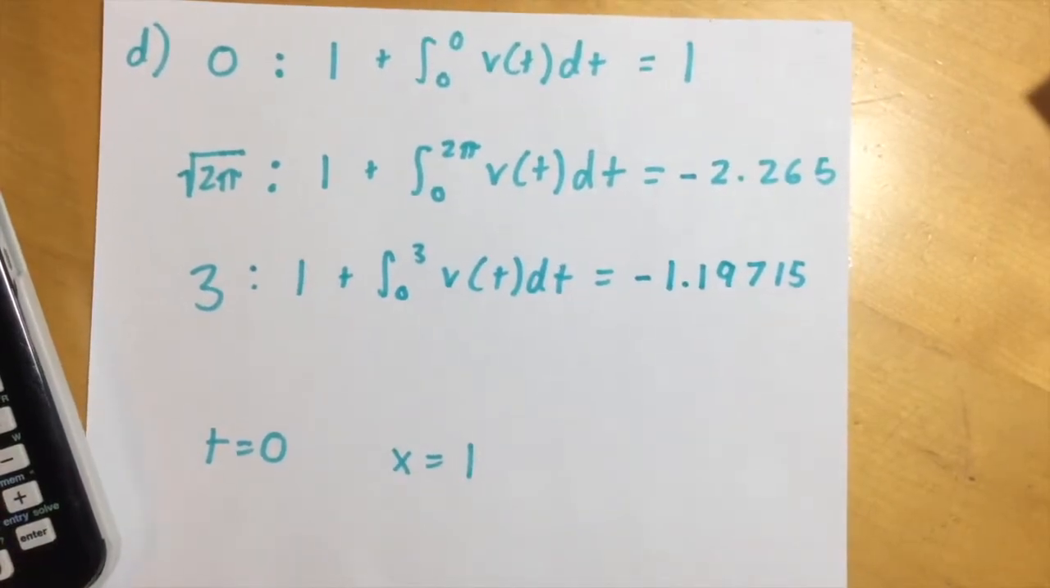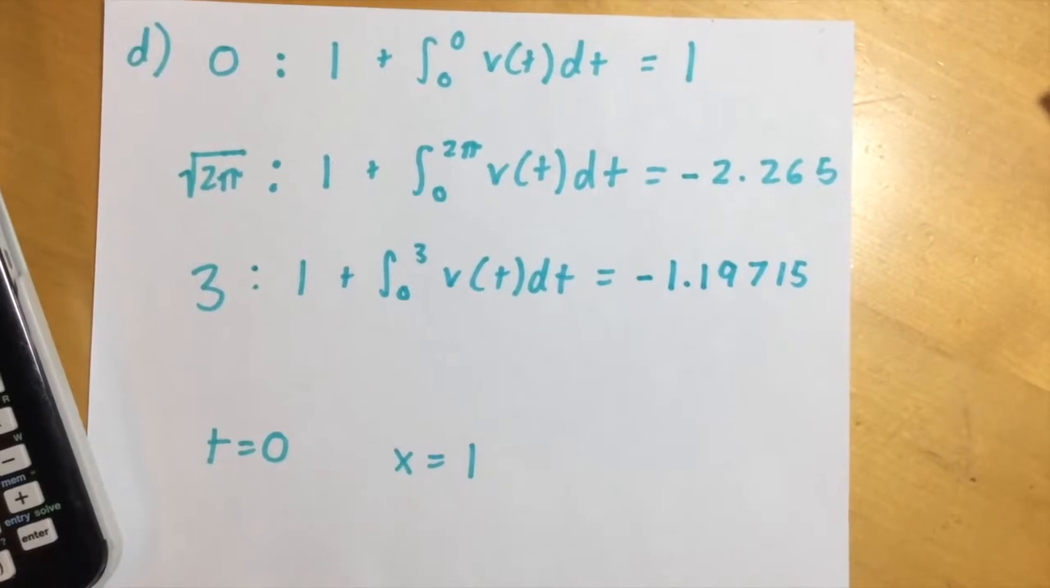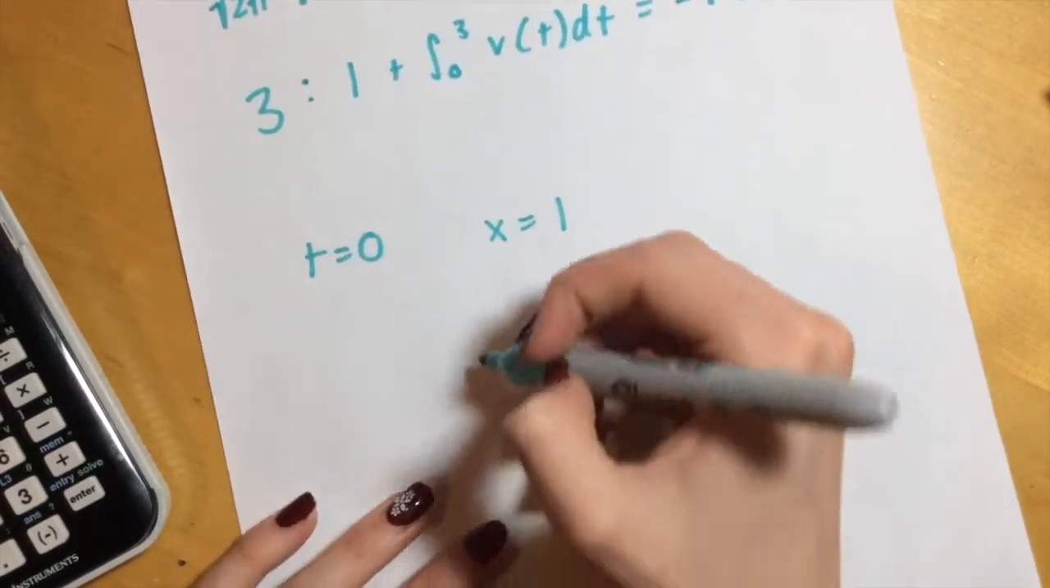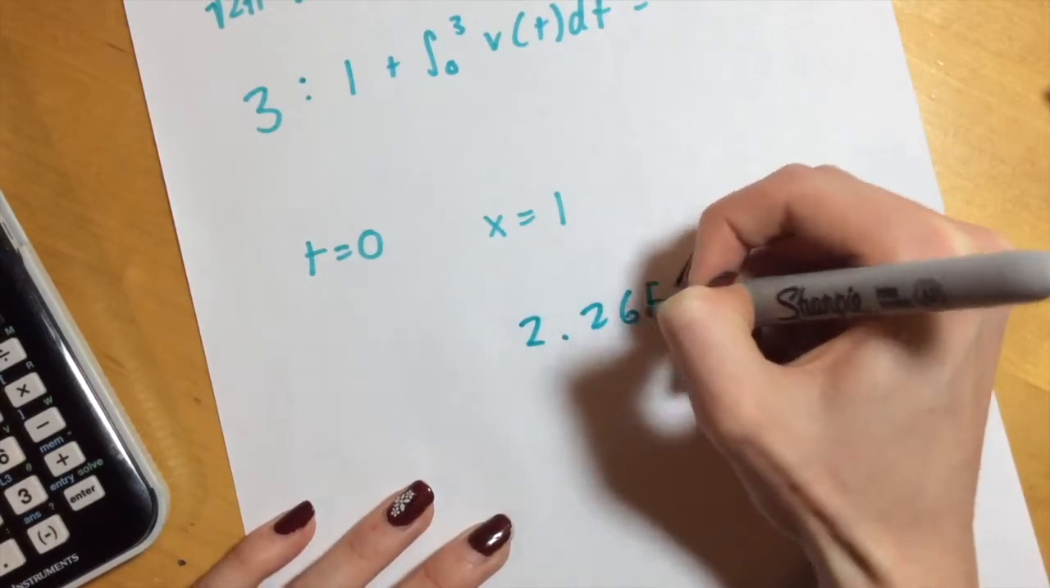And so, since we are looking for the farthest distance from the origin, we're going to take the absolute value of these numbers. So we're going to have 1, 2.265, and 1.19715. So we know that the greatest distance from the origin is going to be at the point 2.265.